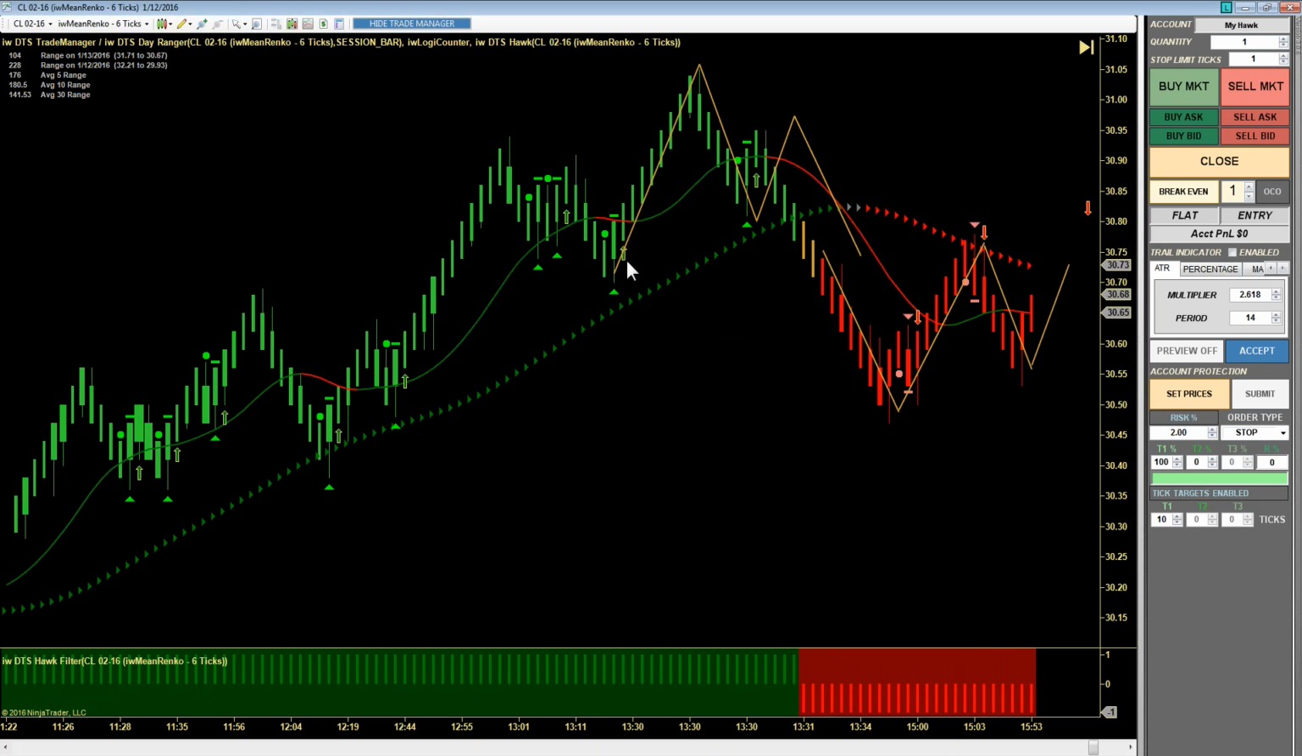Some people refer to these as M and W formations for obvious reasons. Other people refer to them as 1, 2, 3 tops or bottoms. Some people will see these as head and shoulders. Some people will call them cups and saucers, or pardon me, cups and handles. It doesn't really matter what you call them. The principle is the same.